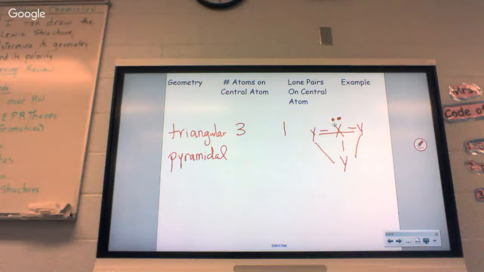All right, so drawing this, like this. How many atoms you got? How many lone pairs you got? That was 8, that was 2. What's the geometry? Right.